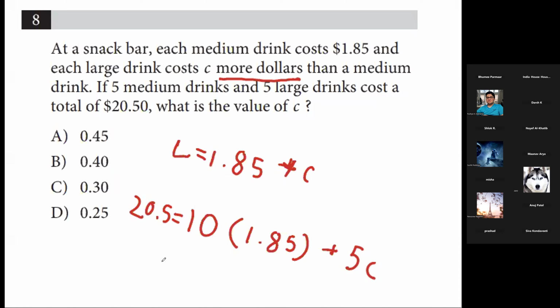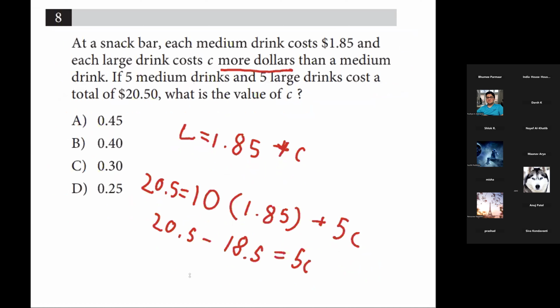So we just now have to subtract. 20.5 minus 18.5 equals 5C. This would be 2 equals 5C, which would mean that C is equal to 40 cents, or $0.4. So the correct answer is choice B.